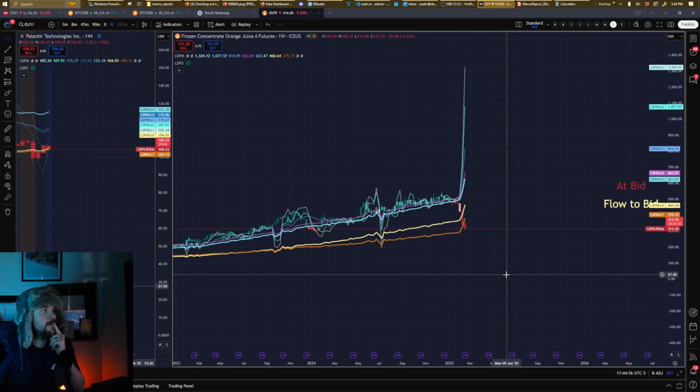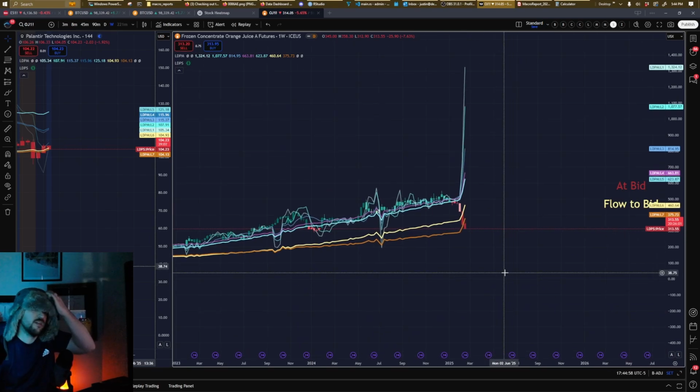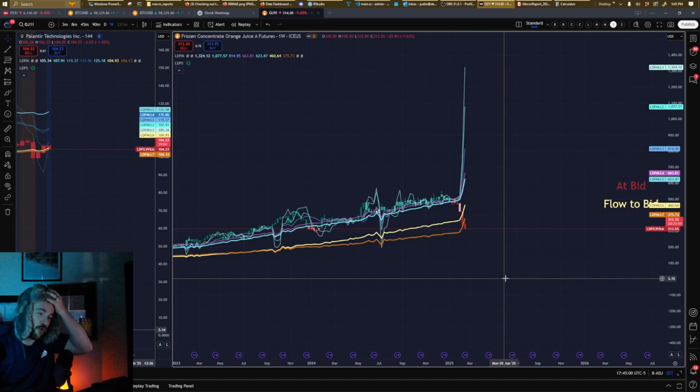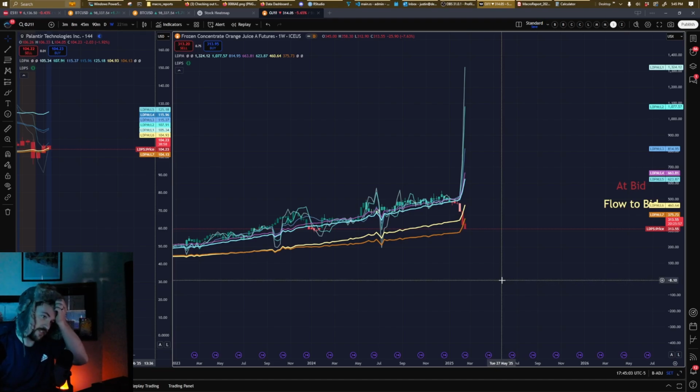Huh. What's happening in orange juice? Why is orange juice not? Are the oranges gone? No, that would make the price go up.